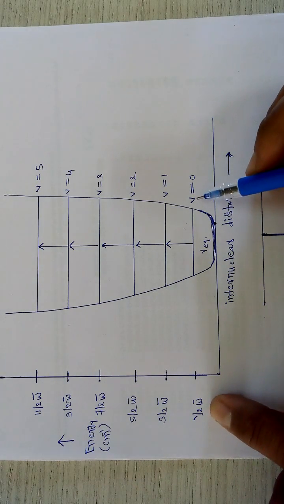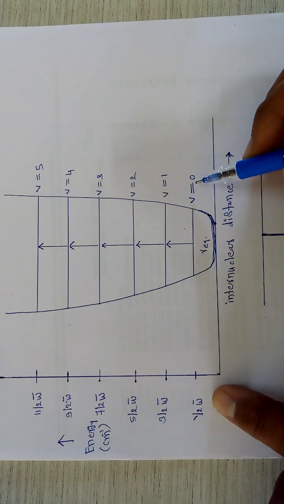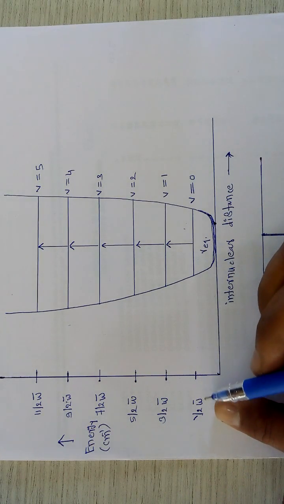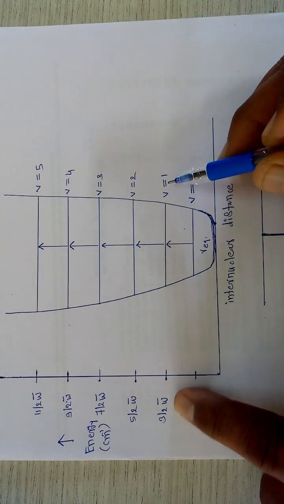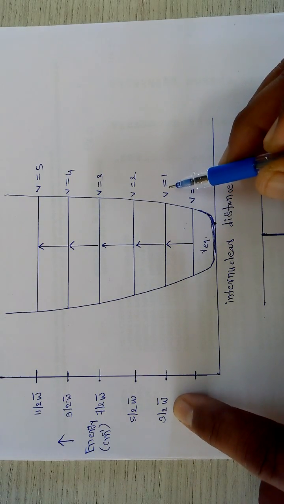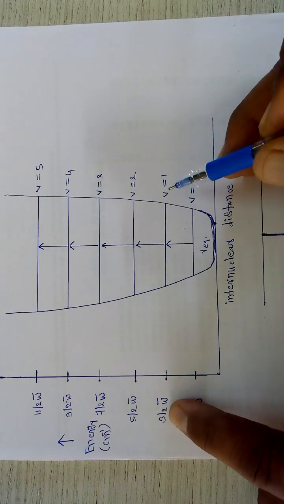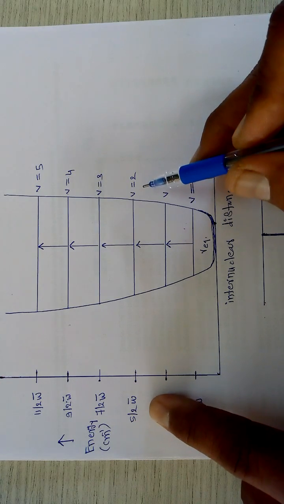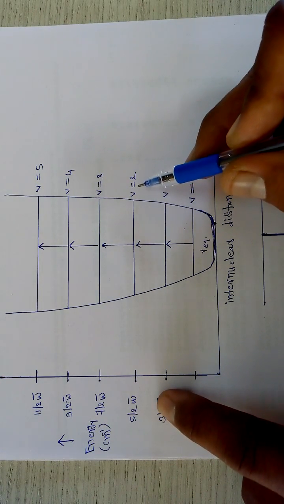Suppose we consider this first vibrational energy level with vibrational quantum number V equal to 0. It has the energy value of half omega bar. If the vibrational quantum number V equal to 1, its allowed vibrational energy in per centimeter is equal to 3 by 2 omega bar. So in this way, there are respective values of vibrational energy for a given vibrational energy level.